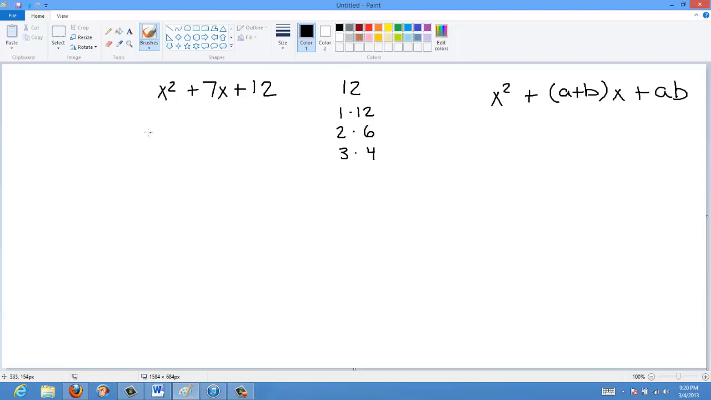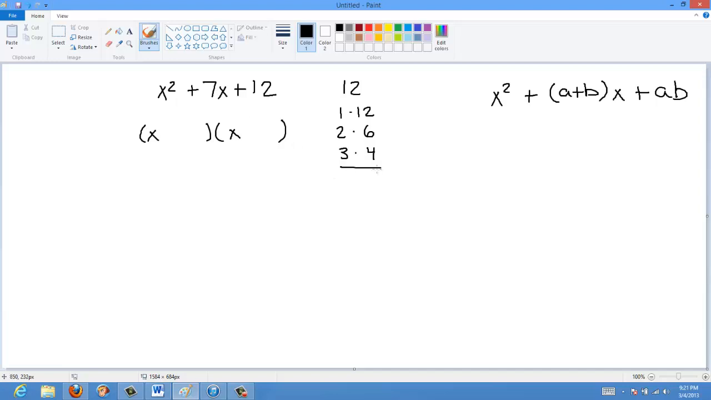So in my final answer, I have some x and another x, two binomials. And I can use the 1 and 12, the 2 and 6, or the 3 and 4. I can't use like 3 and 6 because they're not pairs, so you have to use them in pairs. Each one of these pairs already multiplies to 12, so I'm looking for a set of these numbers that I can make a 7 out of. They have to add to 7.